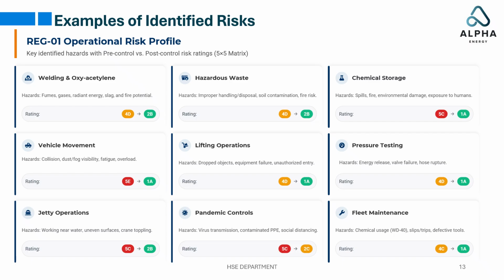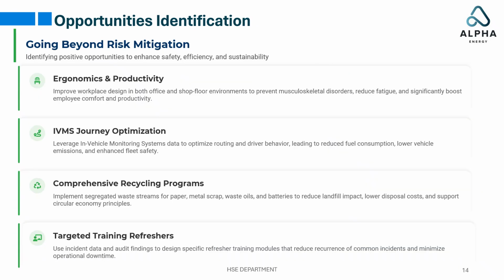Jetty operations involve working near water, uneven surfaces, and crane-related hazards, with risk reduced from 5C to 2B. Pandemic controls address hazards such as virus transmission, contaminated PPE, and social distancing issues, with risk reduced from 5C to 2C. Finally, fleet maintenance hazards include chemical usage, slips or trips, and defective tools, with risk reduced from 4C to 1A after proper safety measures are implemented.